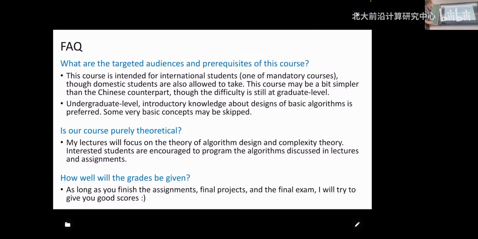So I want to emphasize that this course is intended for international students as one of the mandatory courses, though domestic students are also allowed to take it. This course, I think, may be a little bit simpler than the Chinese counterpart, I mean, offered by Professor Xiaozhen and Professor Wang Xiaoying. But I think the reason is that maybe the assignment problems are a little bit easier, and actually a main part is doing final projects. So from this perspective, the course may be a little bit simpler than the Chinese counterpart, though I think the difficulty is in general still at graduate level.